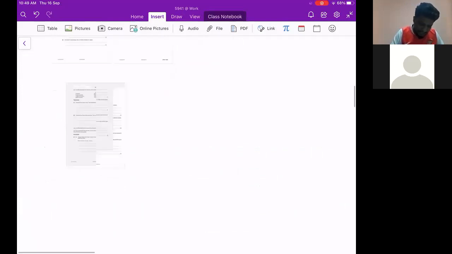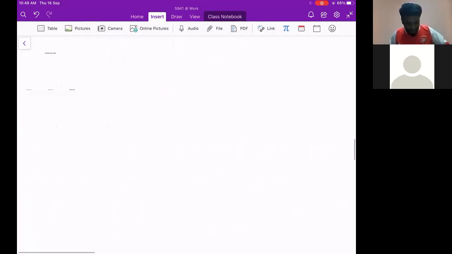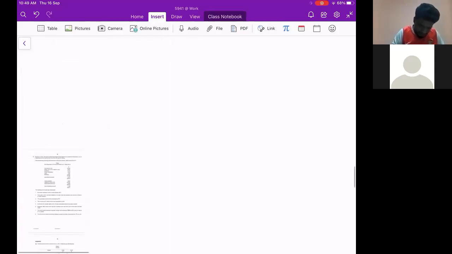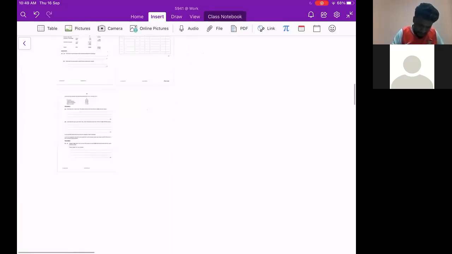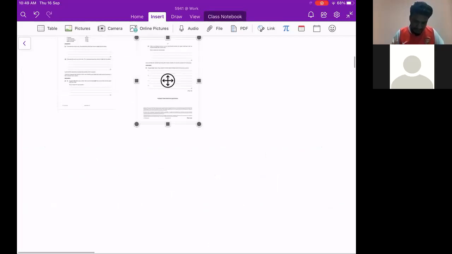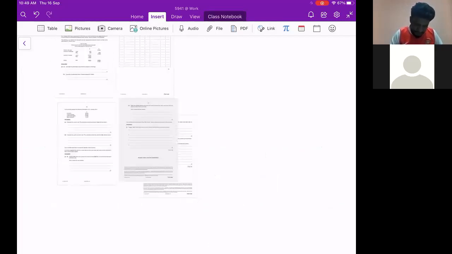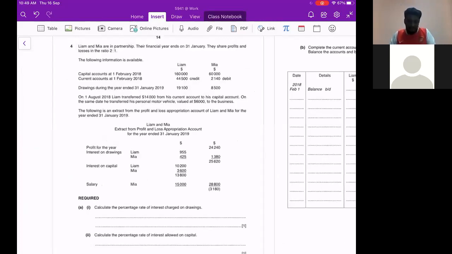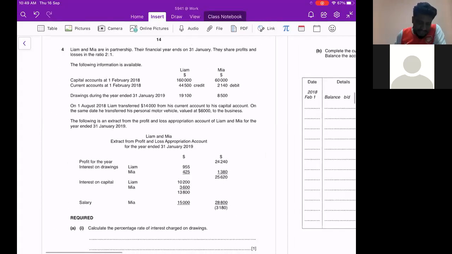Next one is actually partnership and also ratio. Liam and Mia are in a partnership. Their financial year ends on 31st January. They share profit and loss in the ratio 2:1.